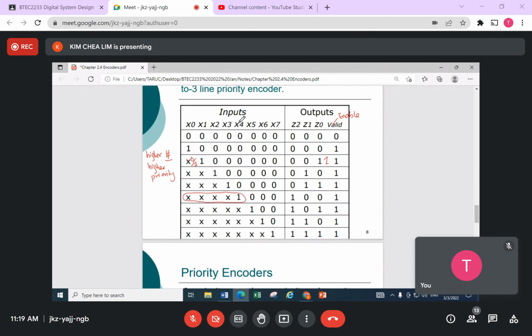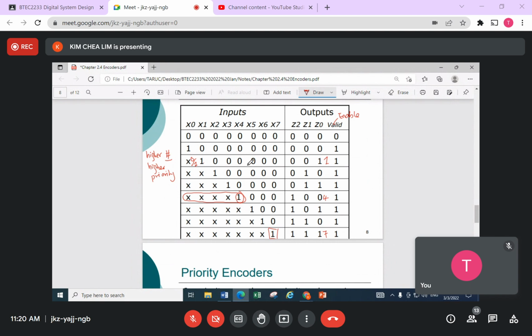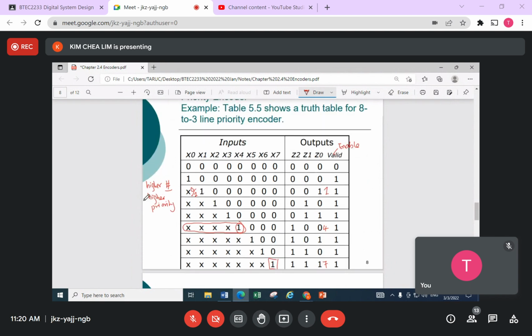All right, X4 is the highest number compared to X3 up and here. Then you find that, okay, the output that I'm going to set is show me the 4. All right, press everything. Then they are going to show me the 7 because 7 is the highest number in this case. Okay, so this priority encoder here is based on this concept: high number, high priority.